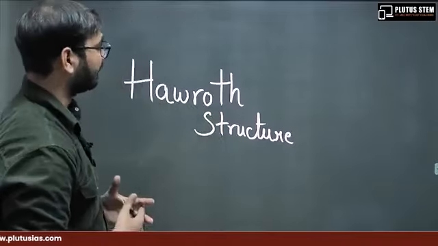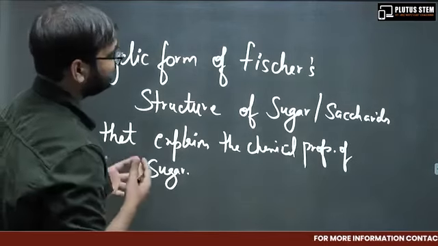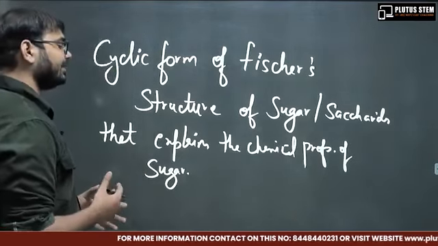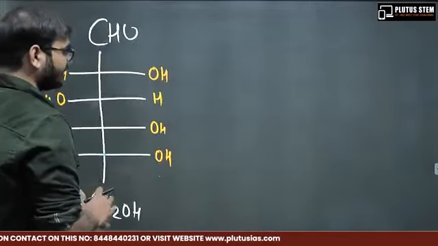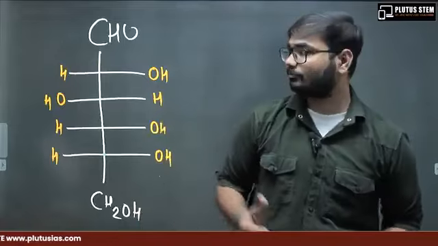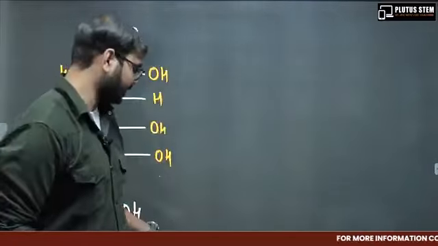So first thing, what are Haworth structures? As per definition, Haworth structures are the cyclic form of Fischer structures of sugars or saccharides that can explain the chemical properties of sugars. Next, in order to draw the Haworth form, first we need to represent the Fischer form of the sugar that we were provided with.